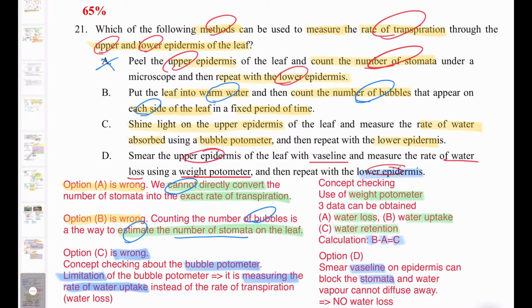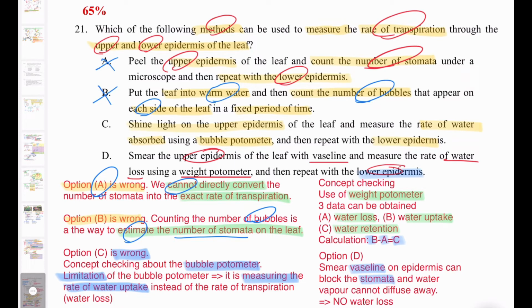We try to count the number of bubbles to estimate the number of stomata, but as we said in option A, we cannot directly convert the number of stomata into the exact rate of transpiration. So that's why this method doesn't work.